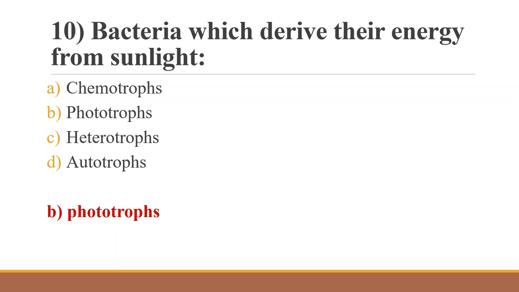Go through other options. Option A, chemotrophs, that is organisms that obtain energy by the oxidation of reduced compounds. Then heterotrophs means organisms that obtain energy from complex organic substances. Then autotrophs means bacteria that derive their energy from simple inorganic substances such as carbon dioxide.